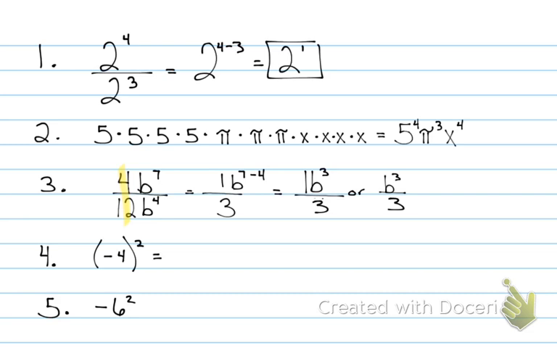Okay, so that is the dilemma. Is it going to be positive 16 or negative 16? What do you think? It is positive, and why? What's the kicker here? Because of the parentheses. Because they're there, that means negative 4 times negative 4.